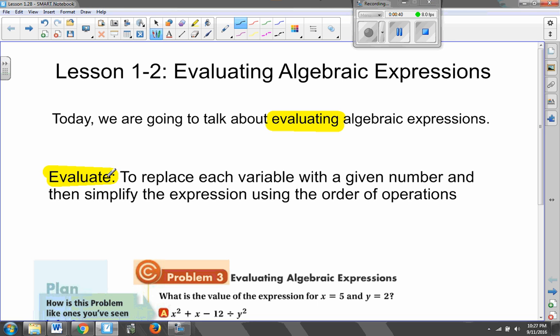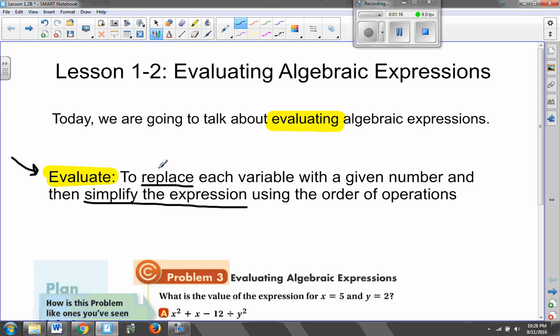So evaluating, if we look at our definition here, please make sure this gets in your notes. Evaluating an expression is to replace each variable, like each letter in the expression, with a given number, and then do what we were doing in our last video, simplify the expression using the order of operations. The only thing we're adding is that we're going to have some variables, some letters involved in our expressions, and we're going to have to replace those with given values that the problem will give to you.